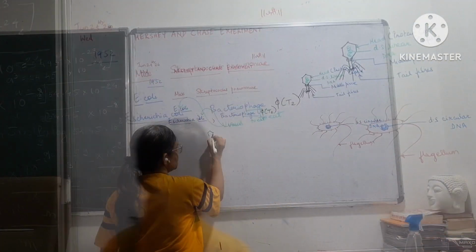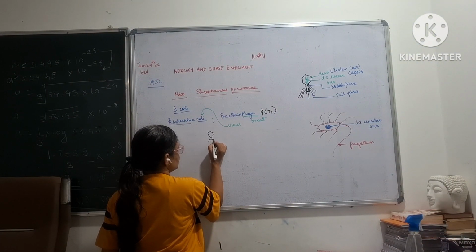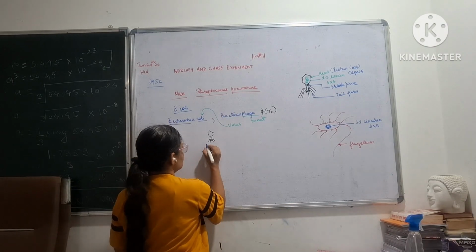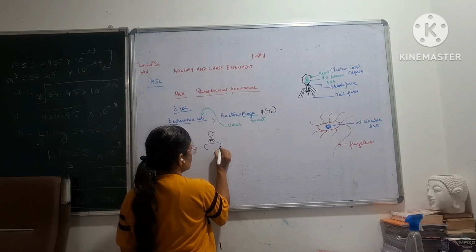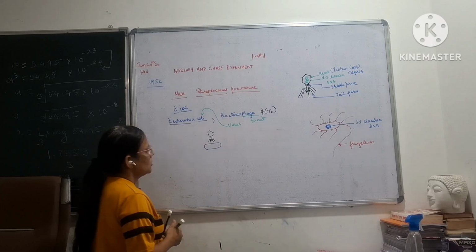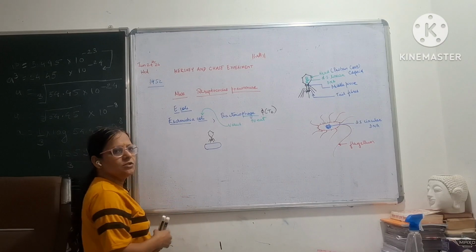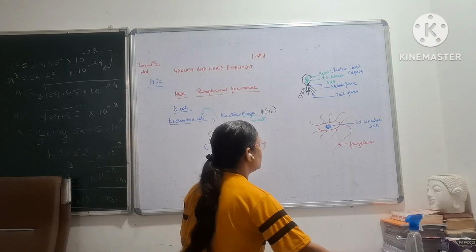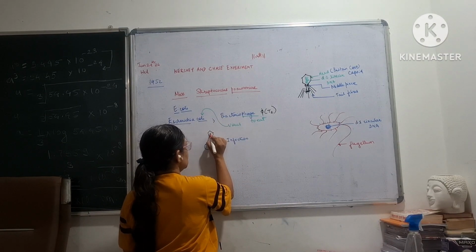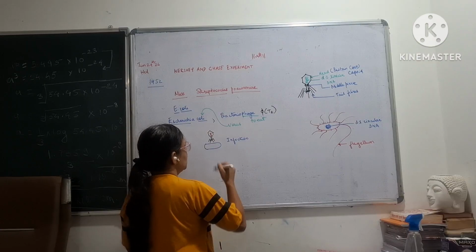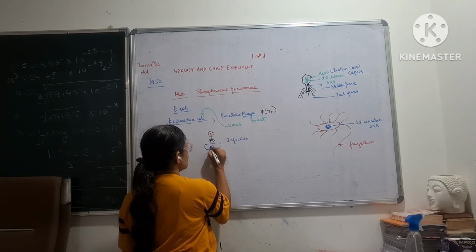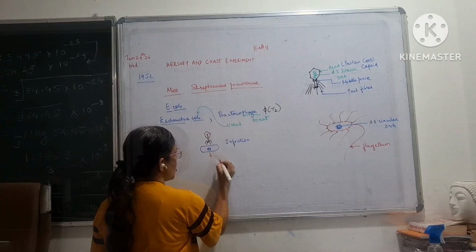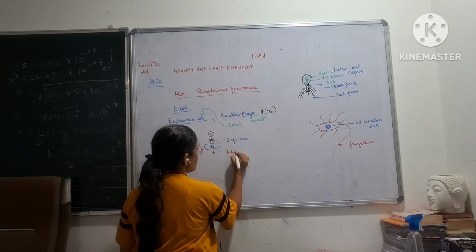Process of infection. Say this is the bacteria. This is the bacterial surface. Now the first step of infection, meaning now the virus is going to infect the E. coli cell. I am drawing the genetic material with different colors so that there is no confusion. The second step of it is adsorption.